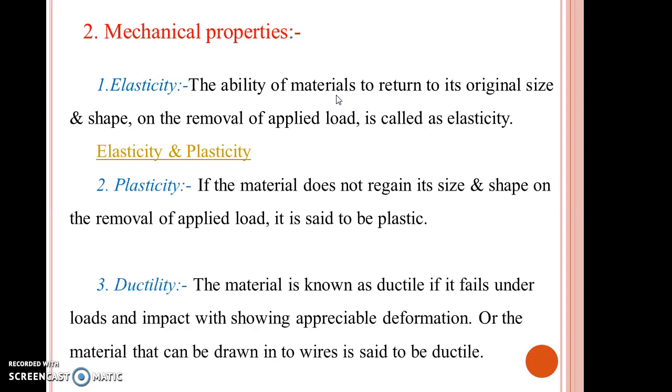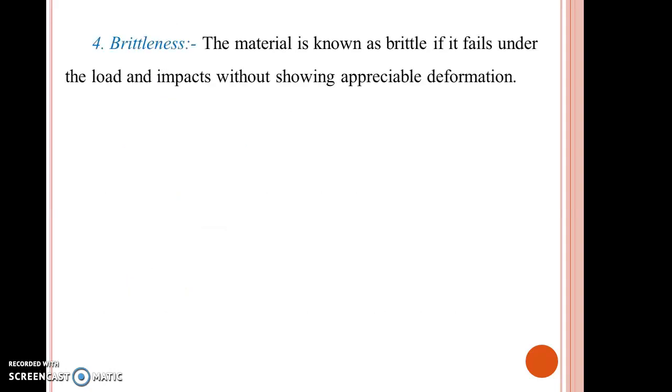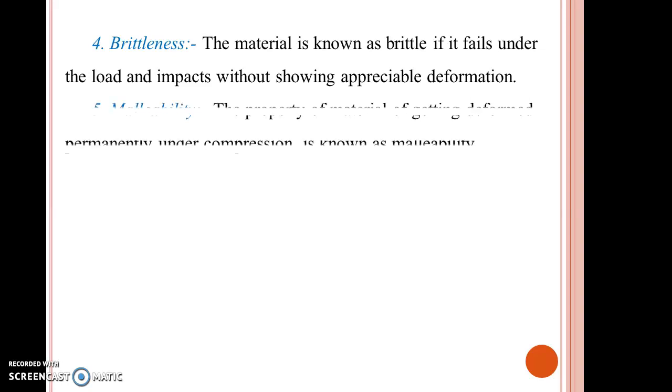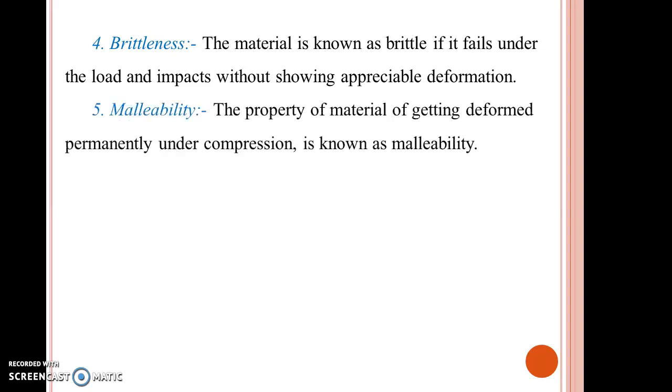Okay, next, ductility. Ductility means the material can be drawn into wires. The material that can be drawn into wires is known as ductile, that is a ductile nature. Then brittleness. The material is brittle if it fails under load and impact without showing appreciable deformation. Malleability. The property of a material of getting deformed permanently under compression.